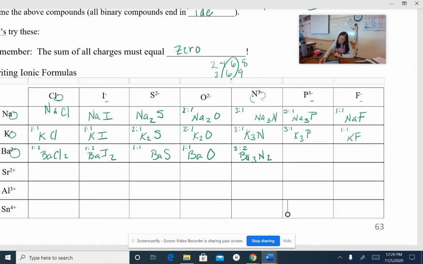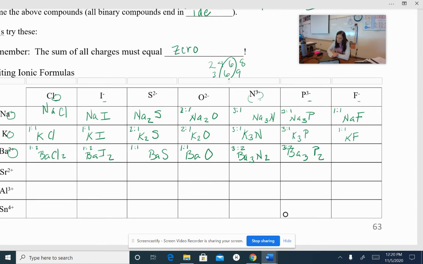Now notice phosphide is the same charge as the nitride. So do you think we're going to need the same ratio? Yeah, we will. So barium, 3 positive 2s and 2 negative 3s will get me 6s on both sides. So barium phosphide.